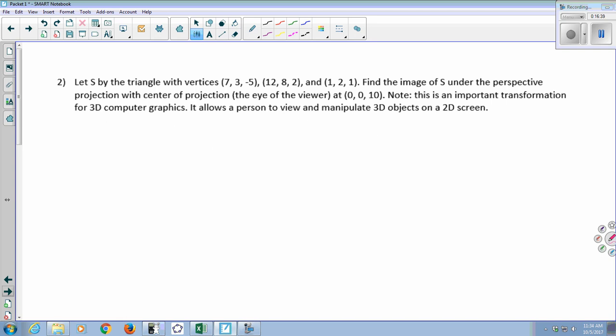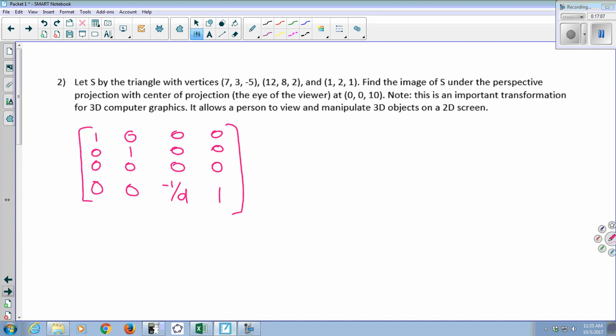So we have this nice formula for a projection matrix, which looks like 1, 0, 0, 0, 0, 1, 0, 0, 0, 0, 0, negative 1 over d, 0, 0, 0, 1. D is the distance of the viewer from the computer screen, or the eye of the viewer. That's how far it is from the 2D thing. Then you multiply that times your data matrix.